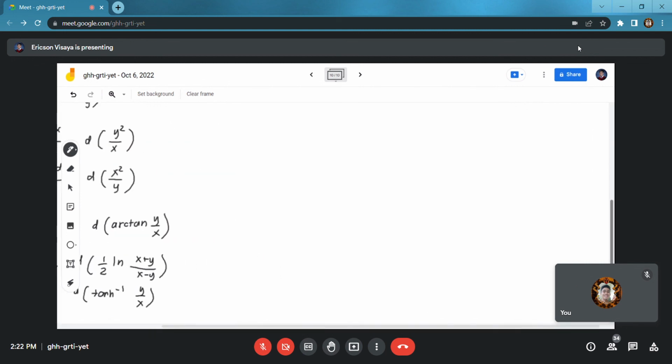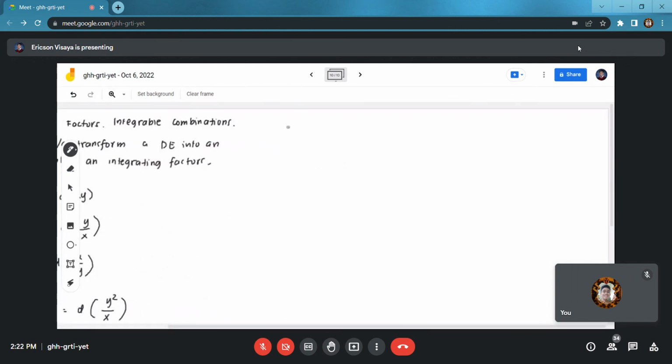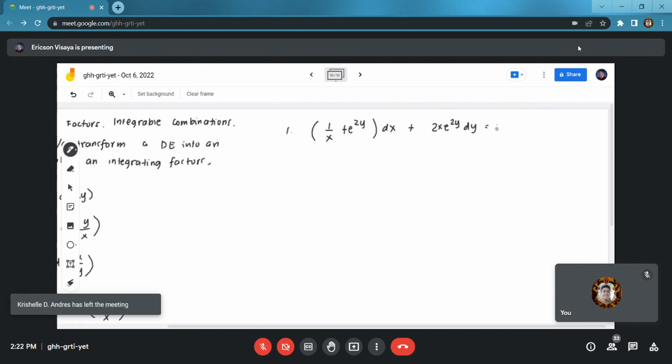So these are the formulas, just remember them. Example number 1: what if we are given (1 over x plus e raised to 2y) dx plus 2x e raised to 2y dy is equal to 0. Let's observe first. Is there anything here we can apply an integrable combination to? Yes, there is. First, let's distribute the dx: 1 over x dx plus e raised to 2y dx plus 2x e raised to 2y dy is equal to 0.